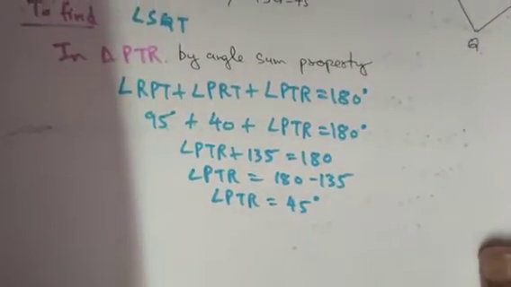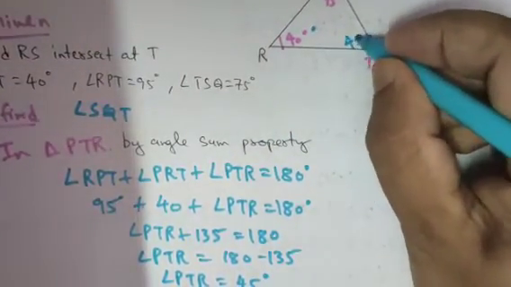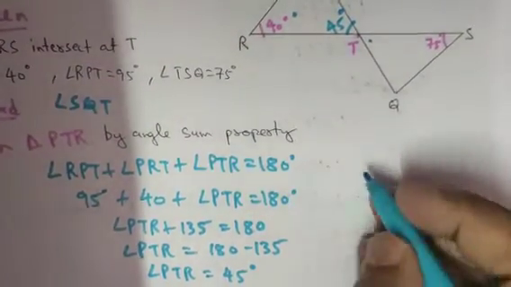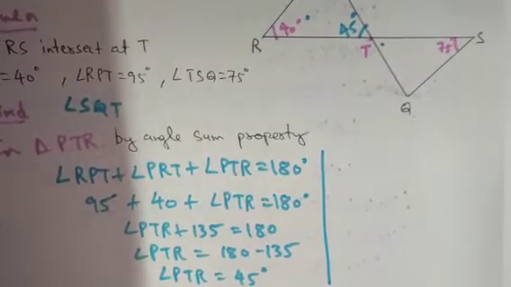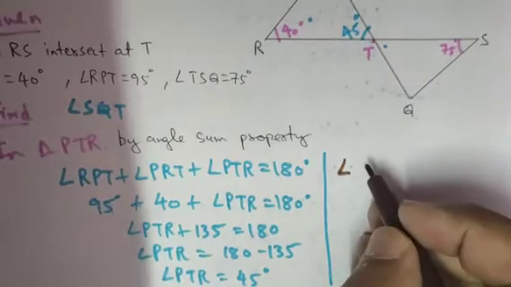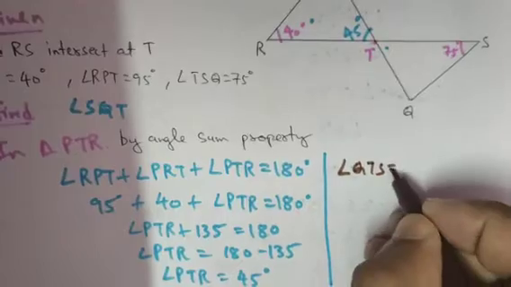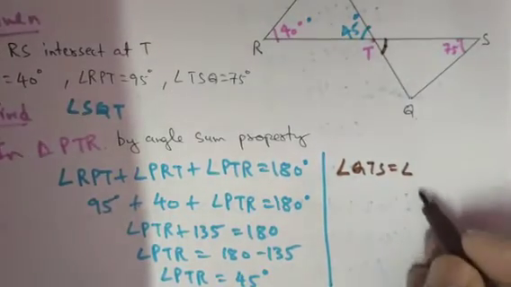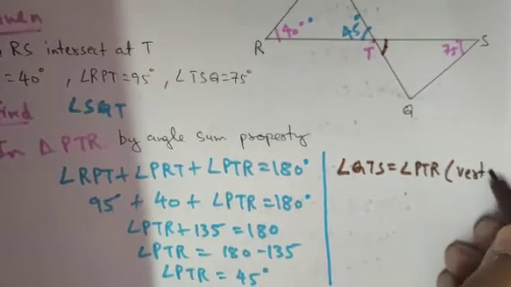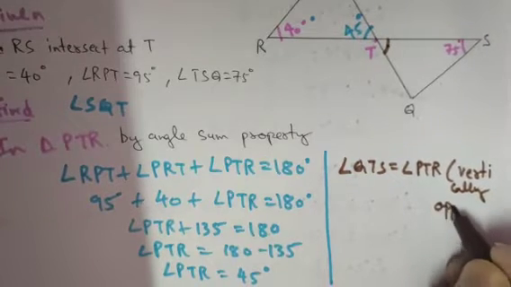Now since we have calculated this as 45 degrees, this angle also can be calculated, because angle QTS will be equal to angle PTR, because they are vertically opposite angles.